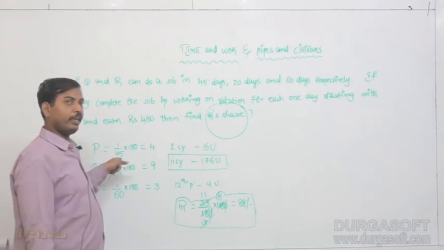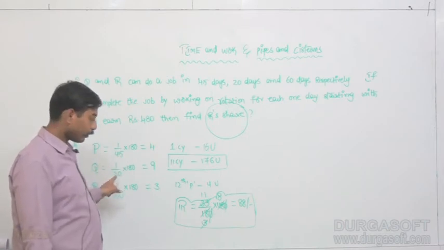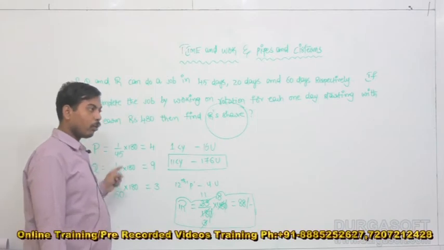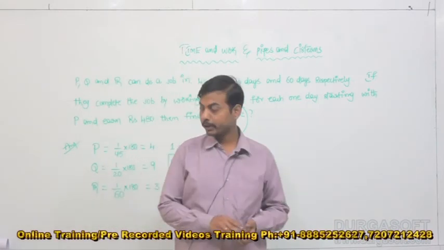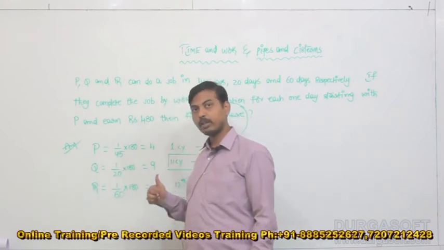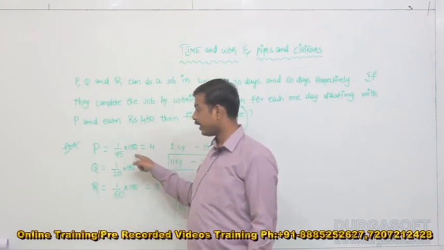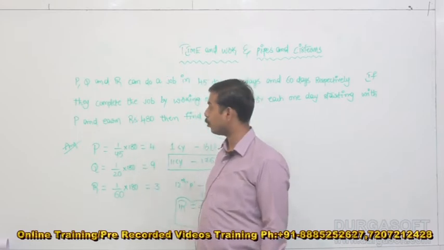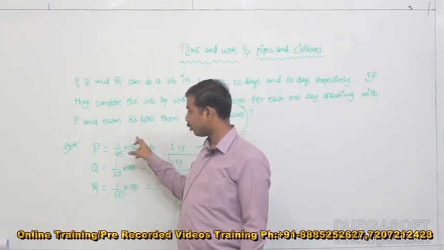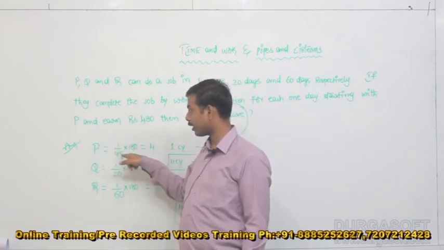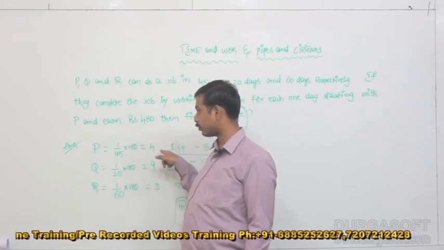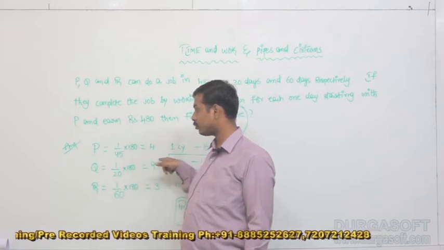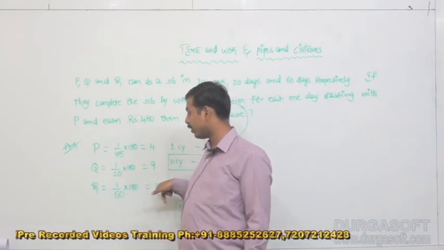P needs 45 days, Q needs 20 days, R needs 60 days. What is the least common multiple of 45, 20, 60? 180. Total 180 units of work is available. To complete 180 units of work, P needs 45 days. Every day how many units are possible for P? 4 units. Q needs 20 days to complete 180 units, so every day 9. R also every day 3.